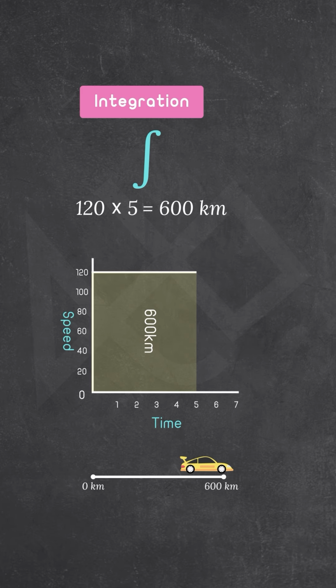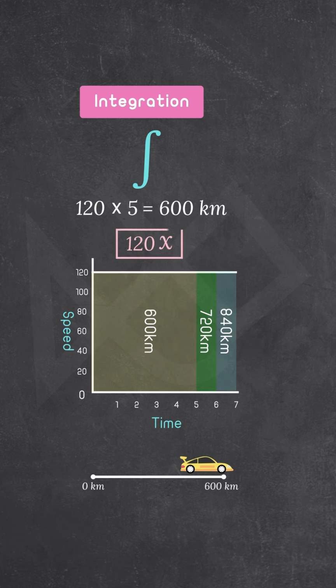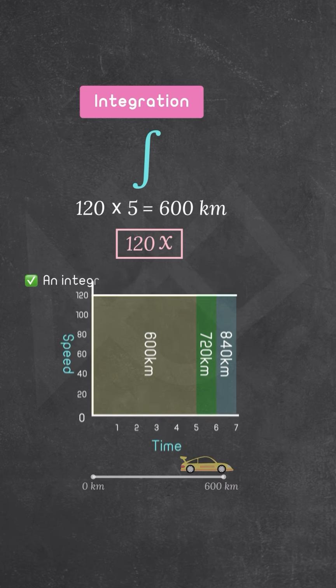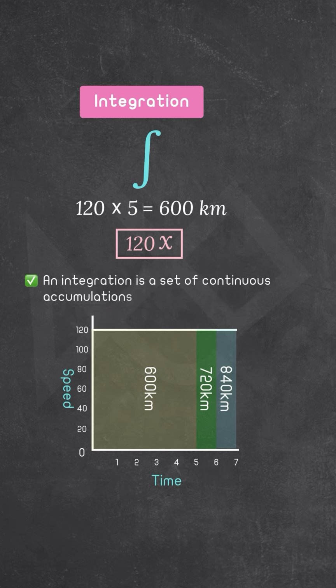Now, if the car kept driving for 6 or 7 hours, we notice that we can derive an equation, 120 times x, and this is exactly what integration is in simple terms. Let's quickly recap what we have said. We have said that integration is a collection of continuous accumulations over a certain period. In this case, we used an example of speed and distance.